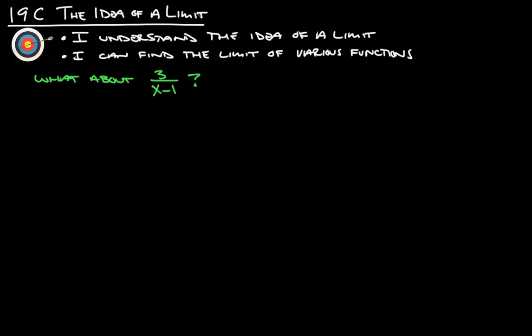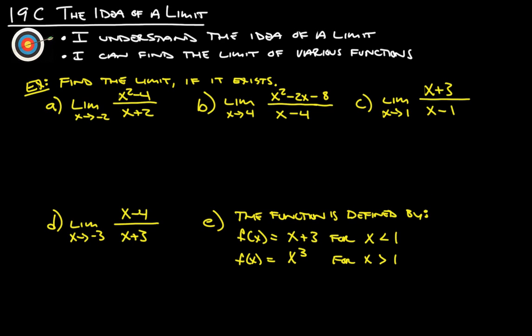Okay, let's take a look at some of these on our own. All right, so find the limit if it exists. What you want to do here is you don't want to enter in a whole bunch of different numbers on both sides. What you want to do is enter in a number that's really close on both sides, the positive and the negative side of each of these numbers here.